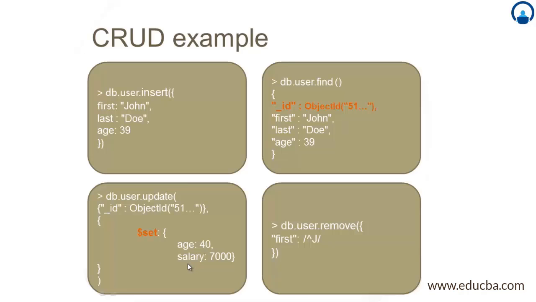This is what we mean when we say predefined schema is not present in MongoDB, or for that matter in NoSQL databases. Now I'm adding a new field, salary, in that document. I can remove, I can add any field in that document anytime I want. I can change the data type as well. And db.user.remove, we can specify the where clause, and then we can remove the document from that collection.